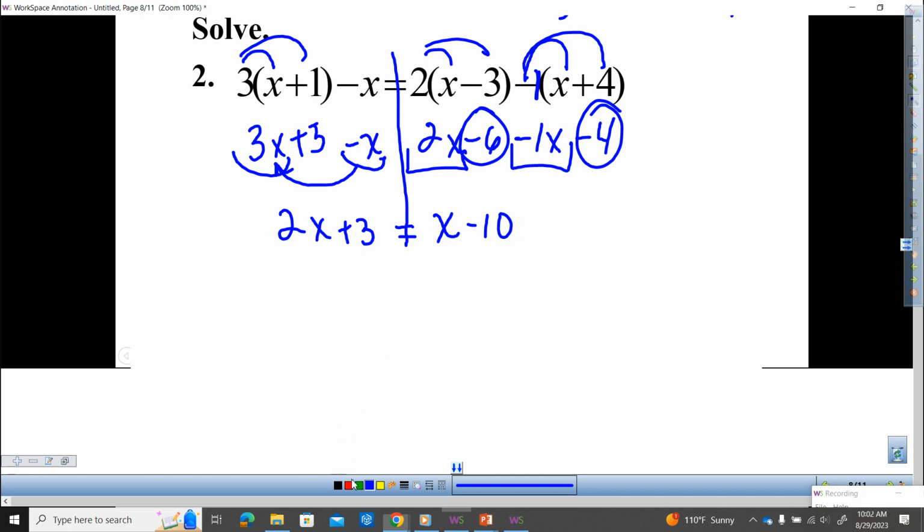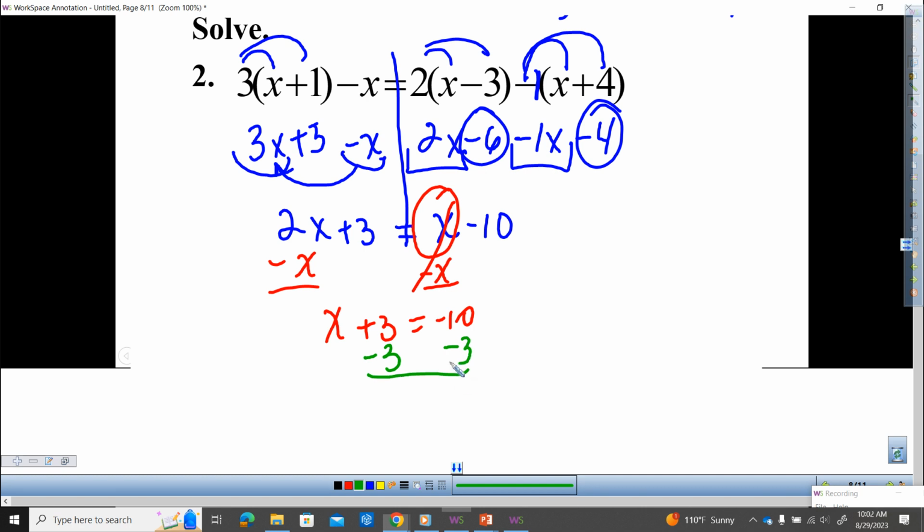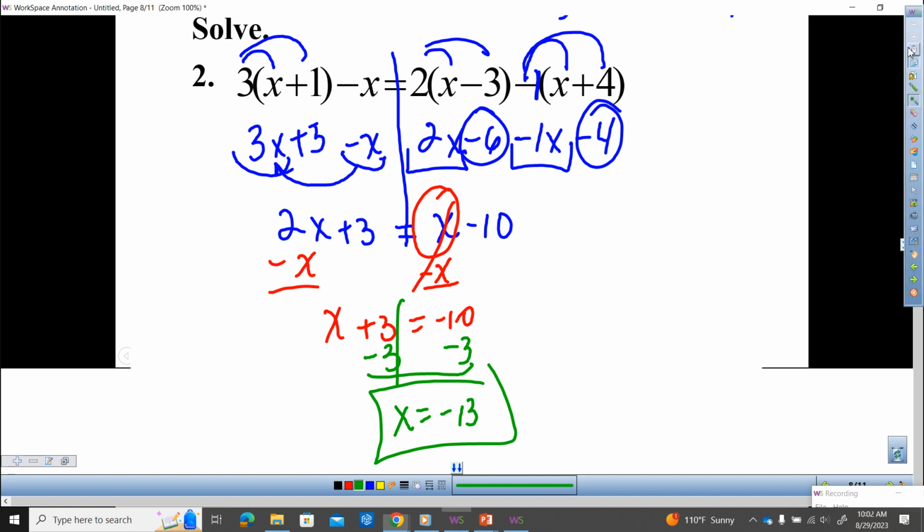All right. Get all variables to one side. I'm going to start with the smallest one. The opposite of a positive x is minus x, minus x. We're left with x plus 3 equals negative 10. And then last but not least, minus 3, minus 3, x equals negative 13. And if you got that by yourself, all right, good. Okay. Let's go to number 3.